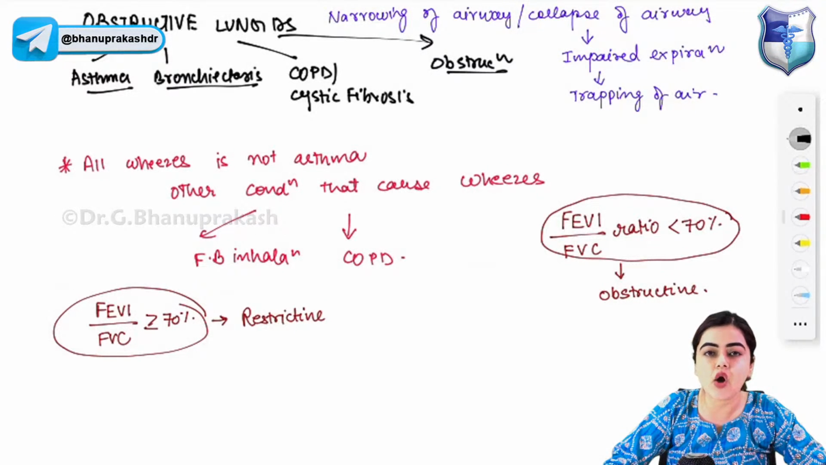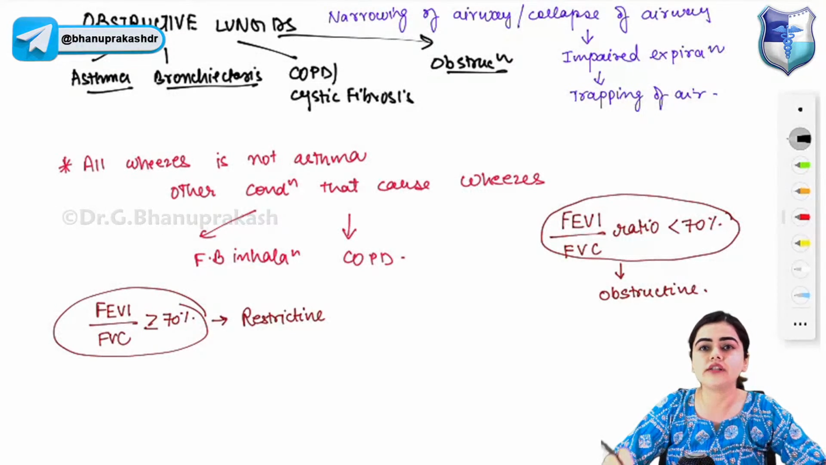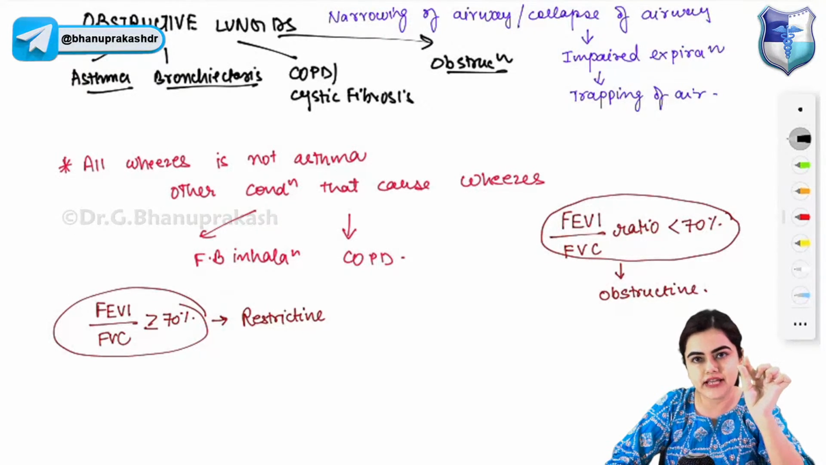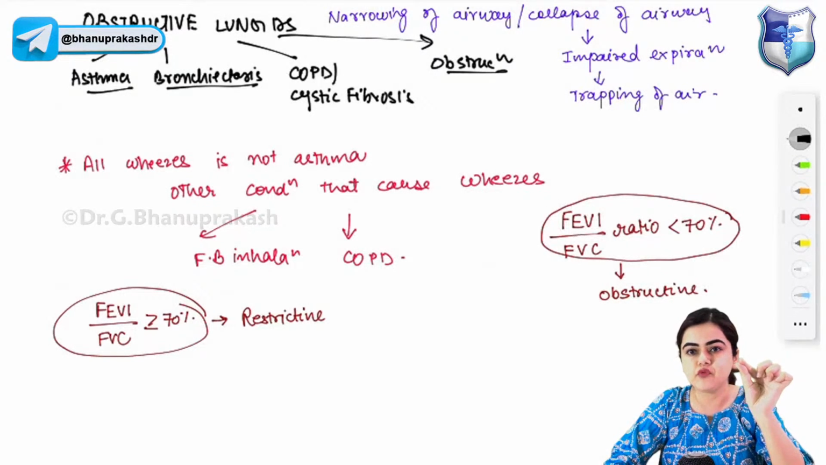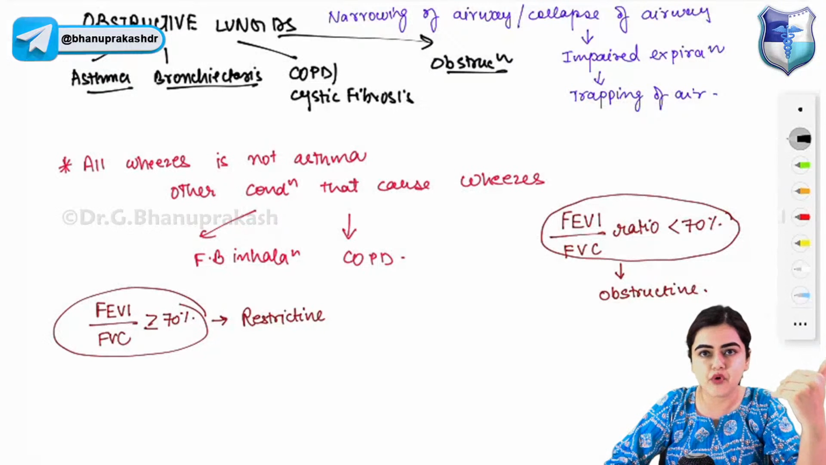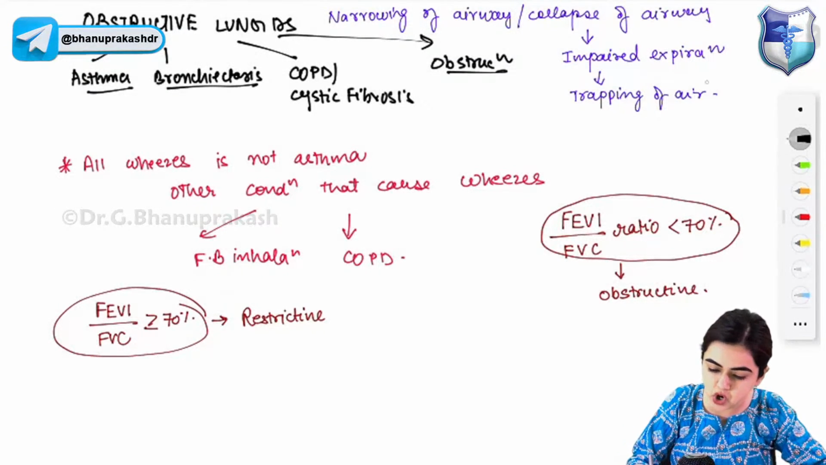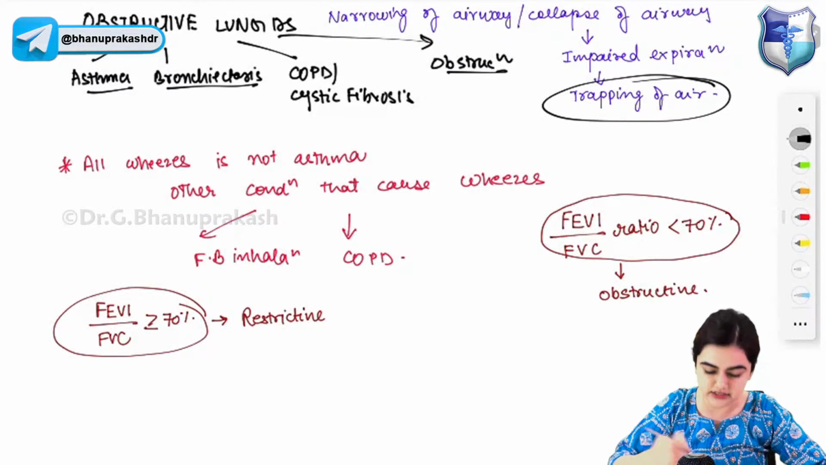The name itself tells us that obstruction is happening, or narrowing of the airway is happening, or the collapse of the airway is happening. When the airway narrows or collapses, what will happen? The expiration cannot take place properly, and that results in trapping of the air. So there is a lot of trapping of the air happening inside the lungs in case of obstructive lung diseases, right?